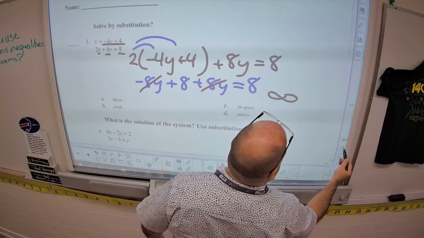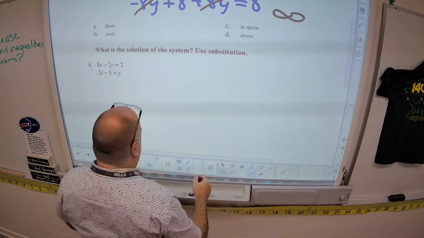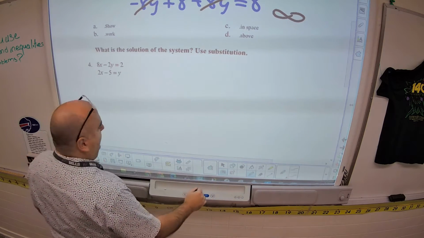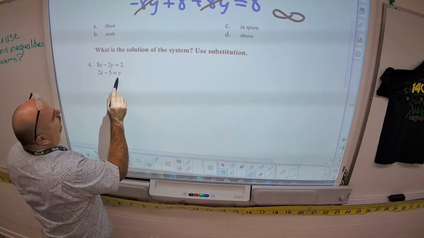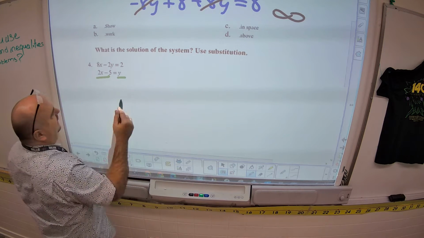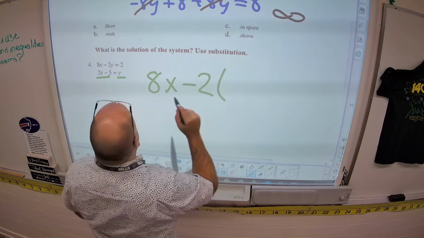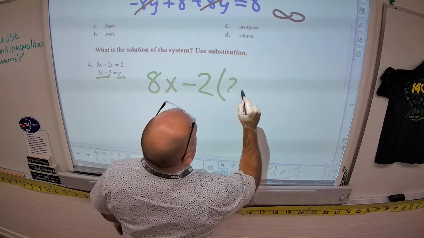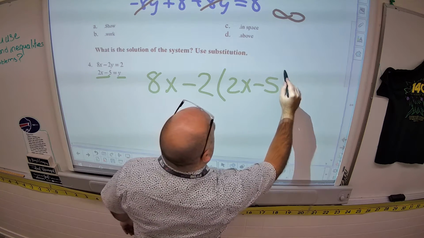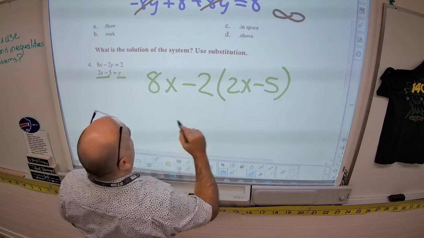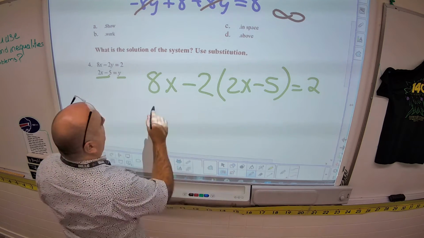Okay, moving on to the next question. I have, what is the solution of the system using substitution? So now I have y equals this. I'm going to do the same thing. I'm going to take the first equation, and I'm going to sub in 2x minus 5. Again, I'm speaking very quickly on this video. You can slow it down, pause it if you want. That would help you. But I'm trying to get this done quickly so it's not a big video.